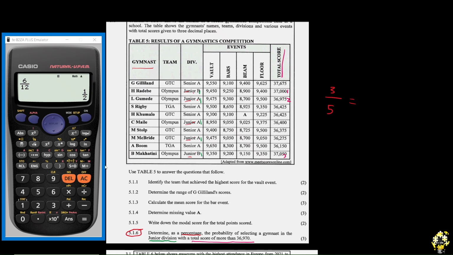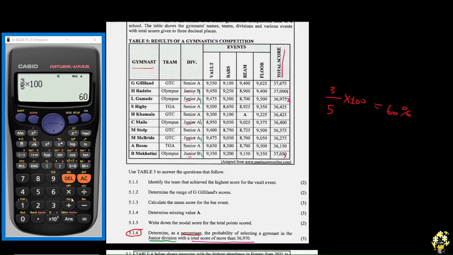Let's go here. Is it simplified? Nope, it doesn't have to be simplified. Sorry for writing equal to. I have to say times 100. How do I know that? They said as a percentage. So it's 3 over 5 multiplied by 100. So we know that it becomes 60%. That is our answer. It's 60%. So that's how we do that one.